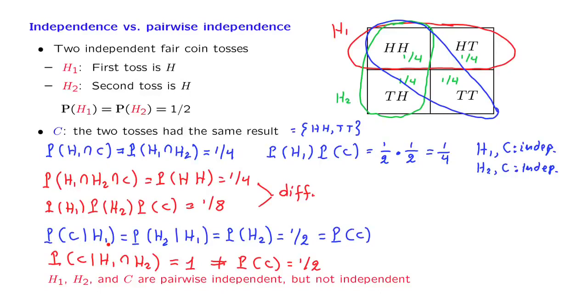H1 by itself does not carry any useful information. But the two events together, H1 and H2, do carry useful information about C. Once you know that H1 and H2 occurred, then C is certain to occur. So your original probability for C, which was 1/2, now gets revised to a value of 1. So H1 and H2 carry information relevant to C, and therefore C is not independent from these two events collectively, and we say that events H1, H2, and C are not independent.